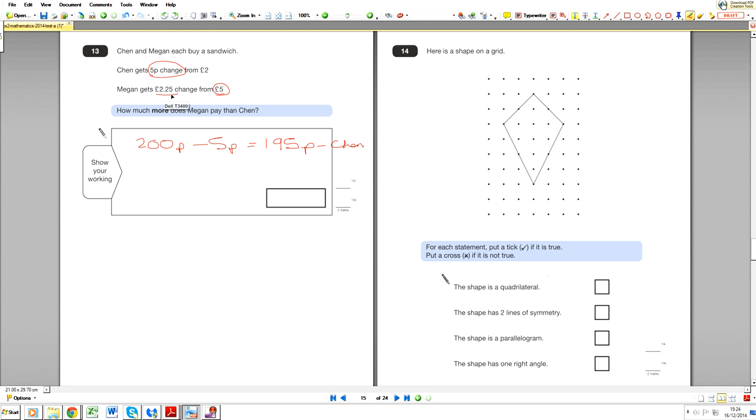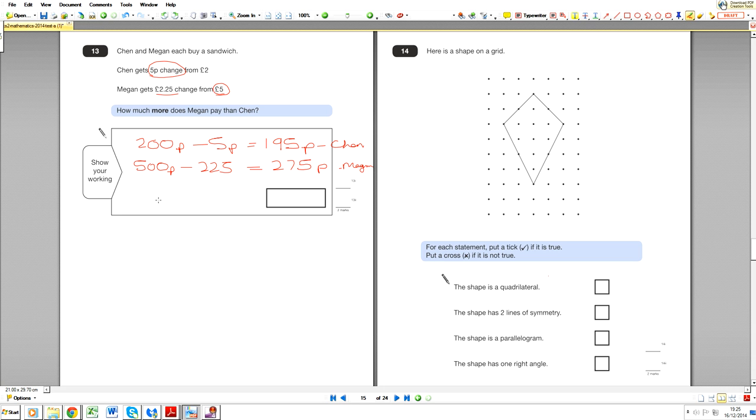Megan gets £2.25 change from £5. £5 has how many pennies? 500p. Minus the 225p in the change. So that gives us how much? 275. Say it properly. 275 pence was the cost for Megan.